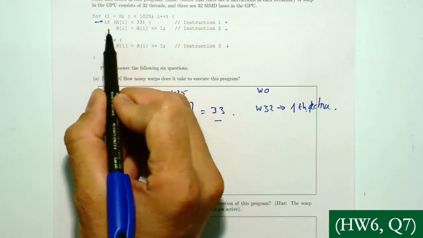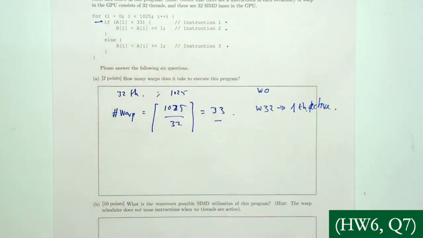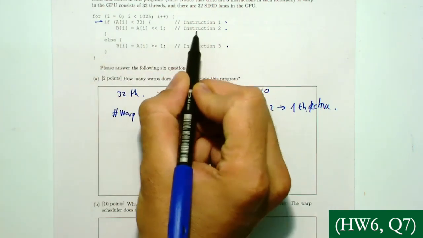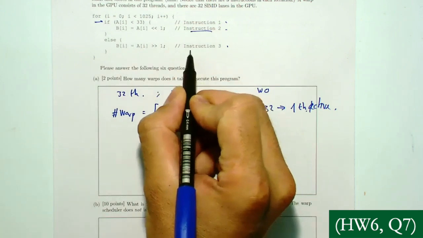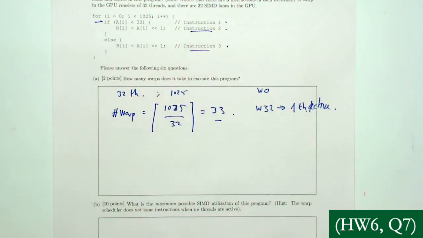But then there is a possibility that the threads within the same warp diverge, and part of the threads go and execute instruction 2, and another part of the threads go and execute instruction 3. This is not the case that we want to consider, right? The case that we want to consider is where there is no divergence. In this case, we will have maximum utilization.